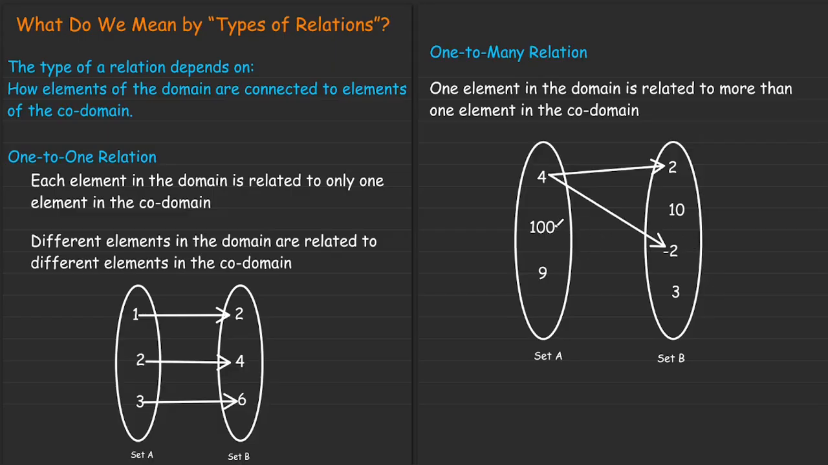The square root of 100 is 10. It can be negative 10 as well, but depending on what we have in our codomain, we just have the 10. For 9 as well, the square root is 3. So you realize that there is an element here in the domain that maps to many elements in the codomain. And this is an example of a one-to-many relation.